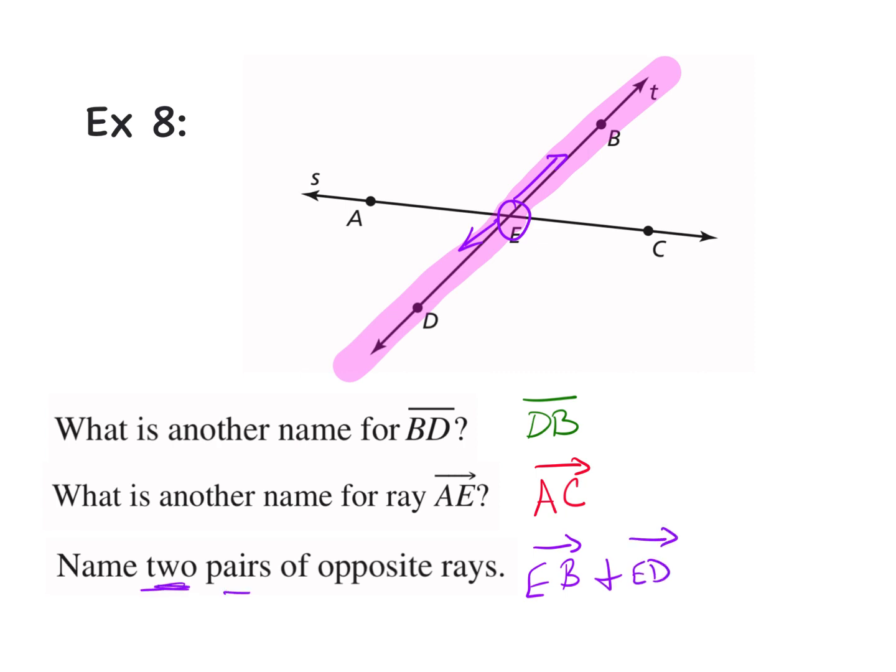It says 2 pairs. So remember, each pair has 2 in it. If I have 1 pair of shoes, I have 2 shoes. If I have 2 pairs of shoes, I have 4 total shoes. So I need another set of rays. So I'm going to start with E, and I'm going to go that way. That's EC. I'm going to go E and go that way. And that's going to be EA. And there's my now 2 pairs of opposite rays.